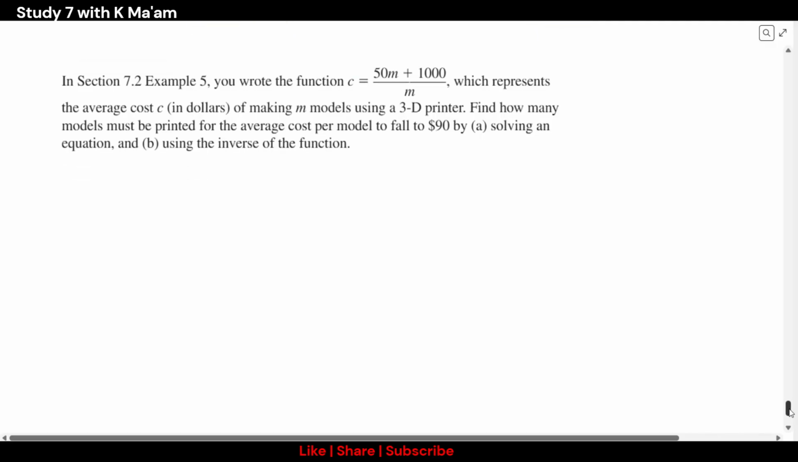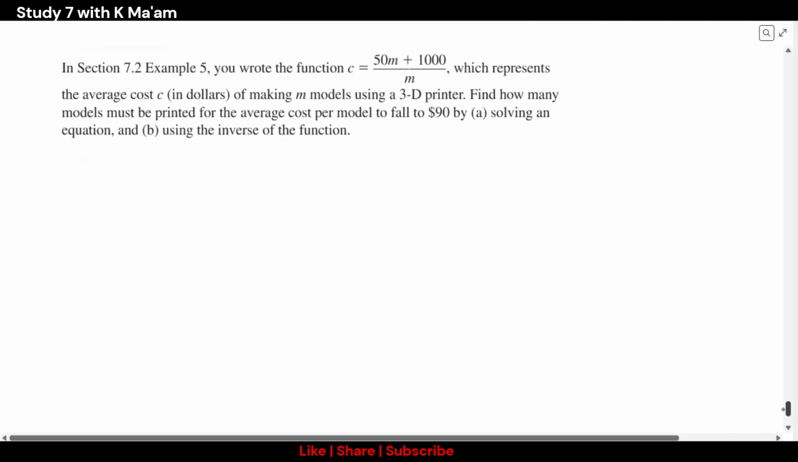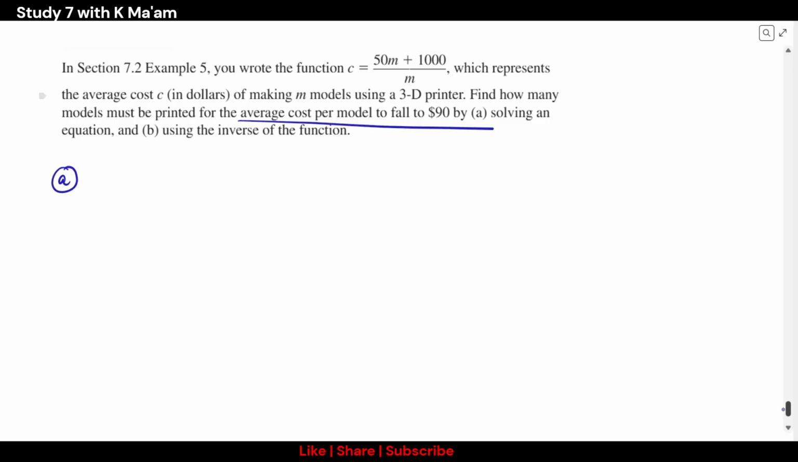Next question is, we have this example. C equals 50m plus 1000 over m, which represents the average cost of making m models using 3D printing. Find how many models must be printed for the average cost per model to equal $90. Solve an equation, and second, use the inverse of the function. So first we will solve by substituting 90, because it says the average cost should be $90.